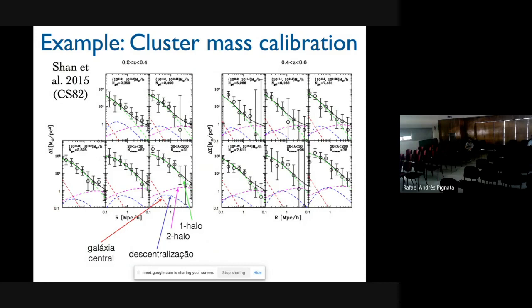Now the black curve is the total profile that you are fitting. In red is the central galaxy, the miscentering term is the blue one, and the one-halo term, which is the main component, is the green one. Then you have this two-halo term that starts being important at large distances. That's where large scale structure begins to be important, right? If you neglect all these components, you get a biased measure of the mass. You fit this data anyway, not such a good fit, but you get a mass, and this mass can be different. So that's one example of improvements that you have to make in the model so that you don't bias your results.